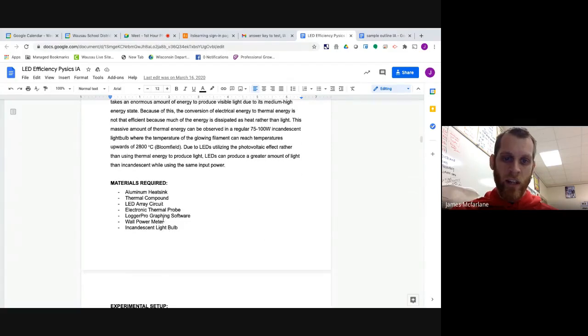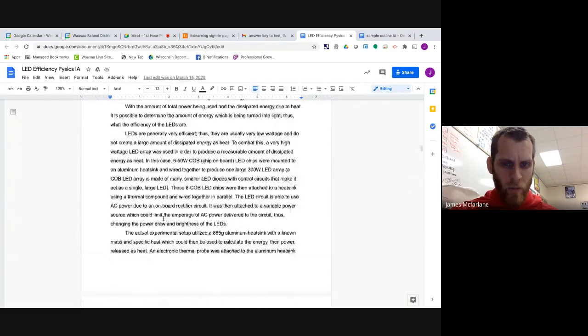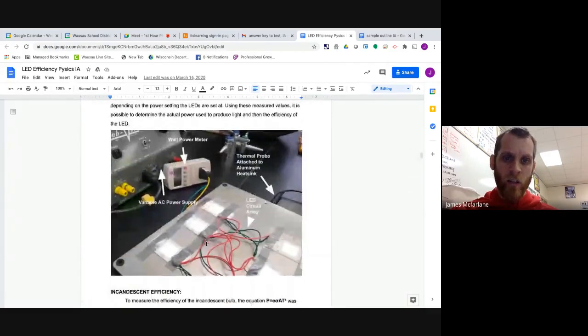Here's some materials that he gathered. Does he have a picture? Yes, he has a picture of what he did. So here's how he measured the input power. Here's the LED that he actually had, six LEDs that he hooked up. That was what he did. He basically taped it onto a piece of aluminum, and he just measured the input power given to the LEDs. And the LEDs emitted some light.